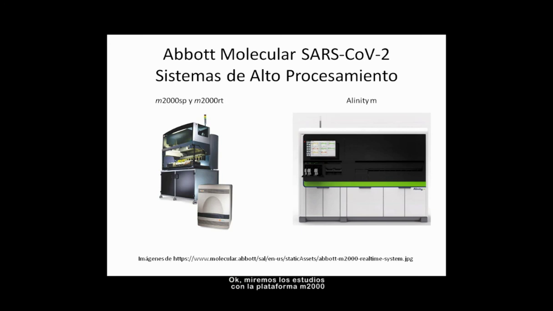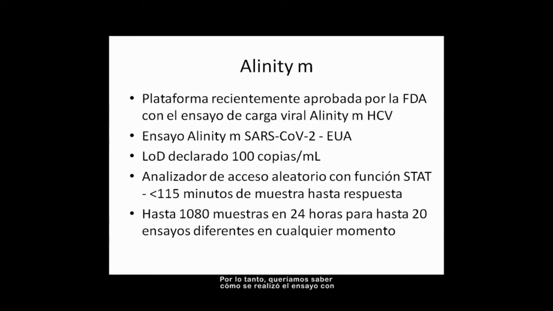Okay, so I've told you about studies with the M2000 platform shown on the left-hand side of the screen. We were very excited to be one of the first adopters in the United States of the Alinity M platform. So we wanted to get a feeling for how the assay performed against the M2000. Shown here are about 50 positive samples comparing cycle numbers for the M2000 and the Alinity, and they were highly correlated, with an R-squared of 0.2.